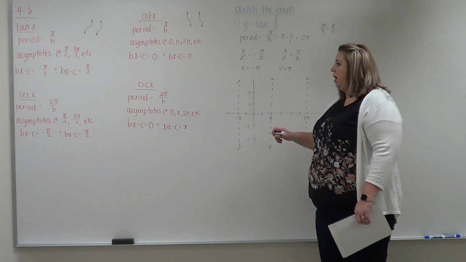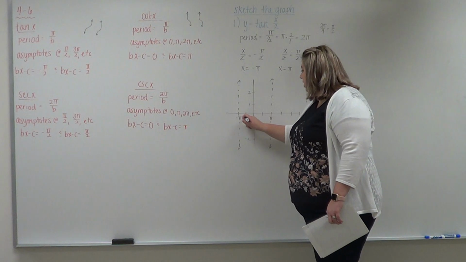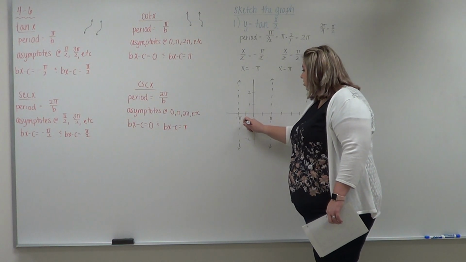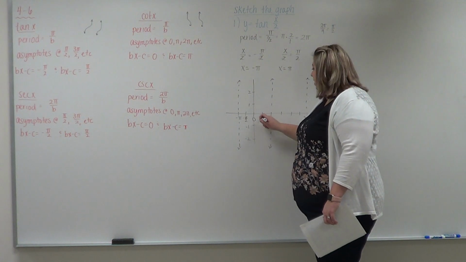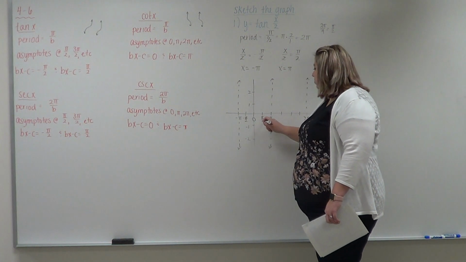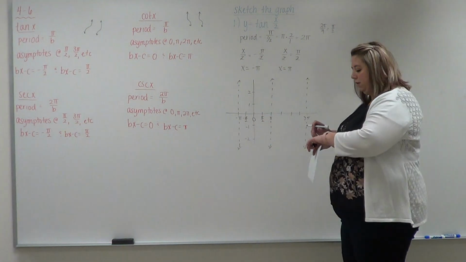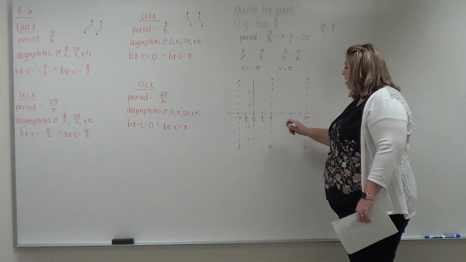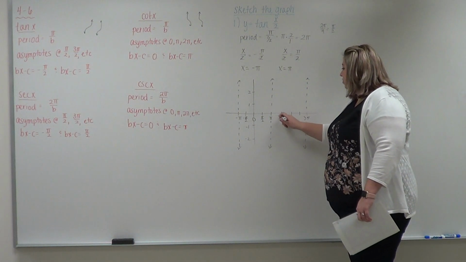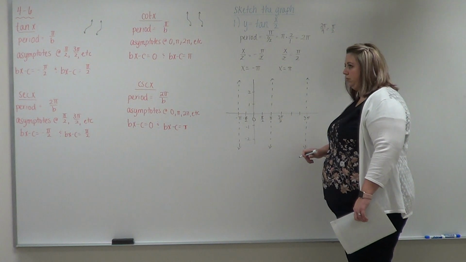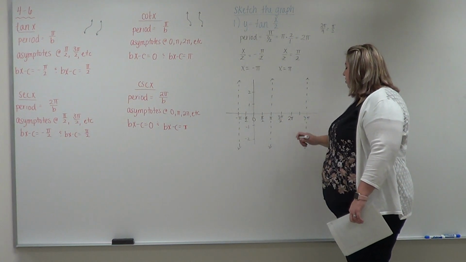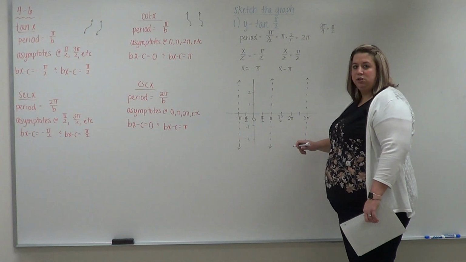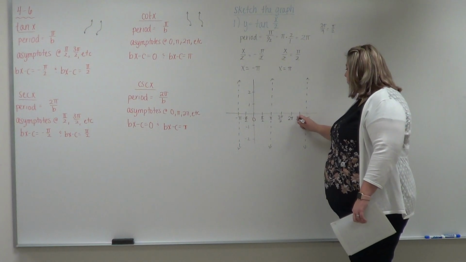So if I was at negative pi, add pi over 2, I'm at negative pi over 2. Add pi over 2 again, I'm at 0. Add pi over 2, I'm at pi over 2. Then I have 2 pi over 2, which is pi. Add pi over 2 again, I'm at 3 pi over 2. And again, I'm at 2 pi, because that's 4 pi over 2, and then I'm at 5 pi over 2.